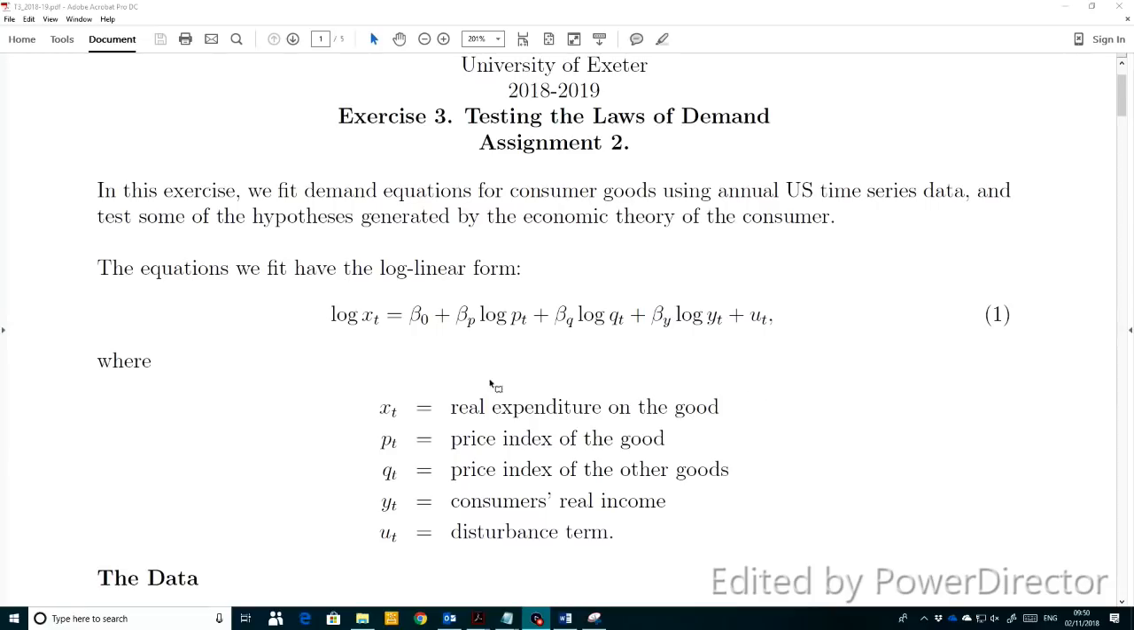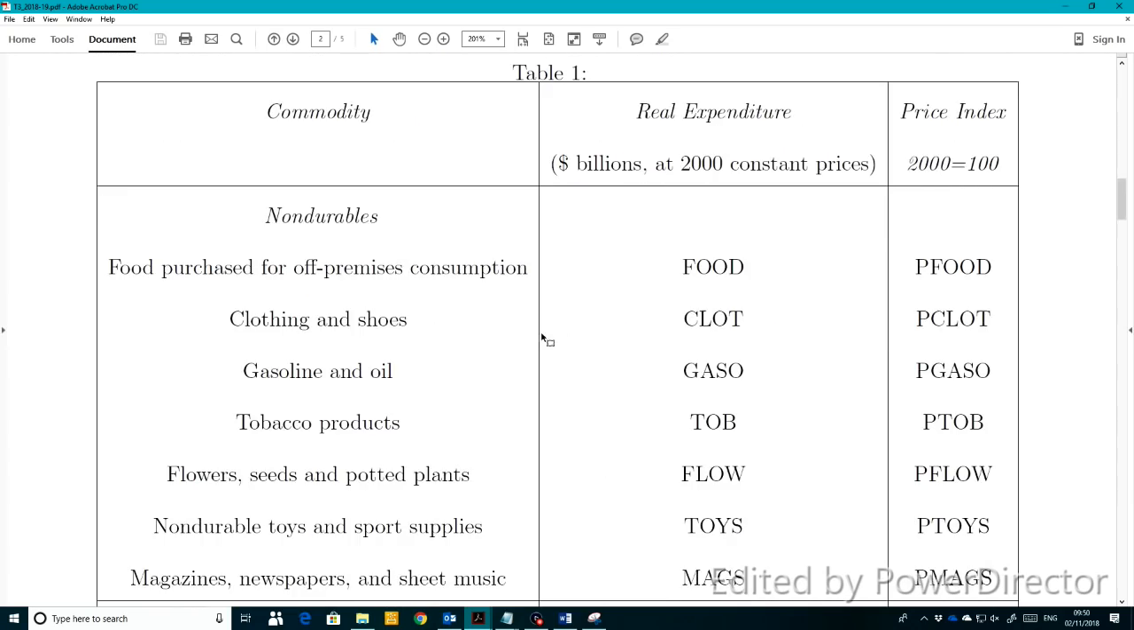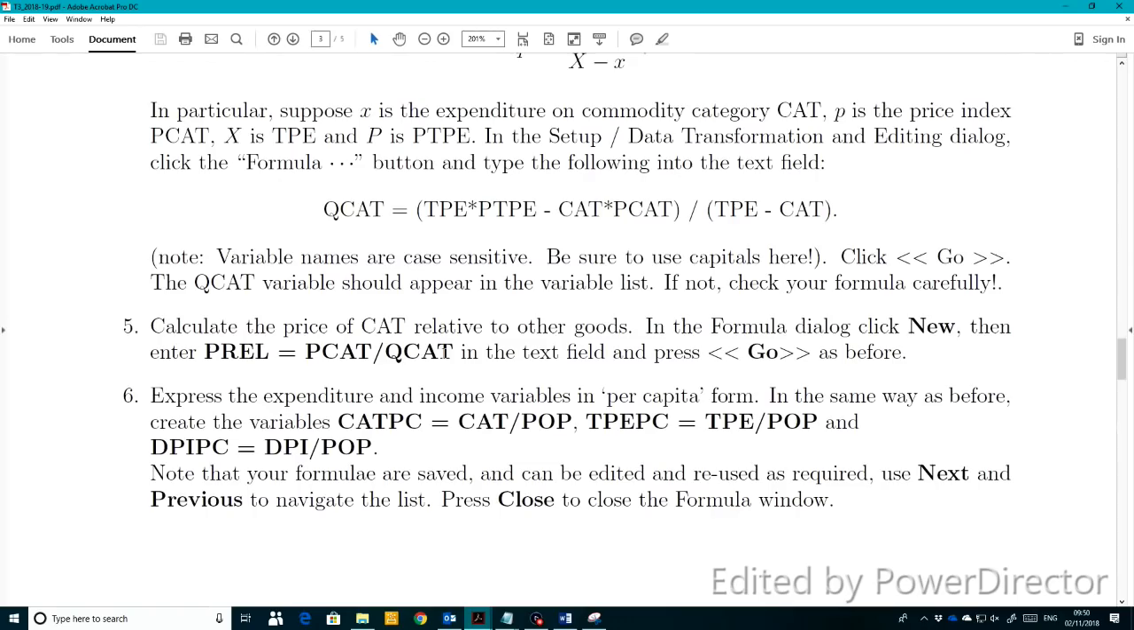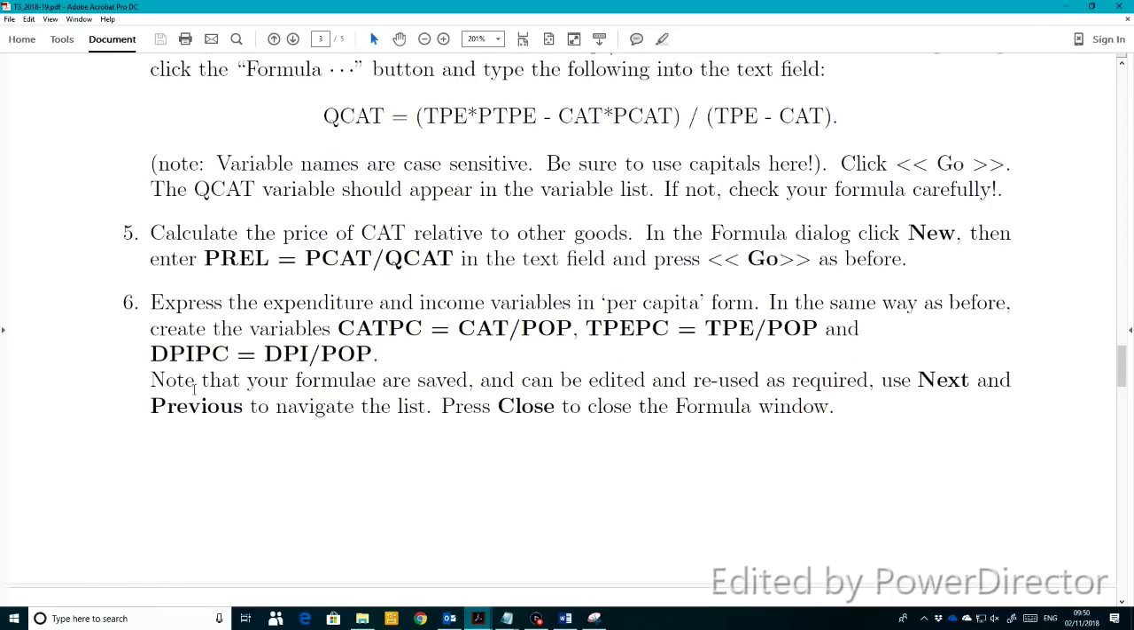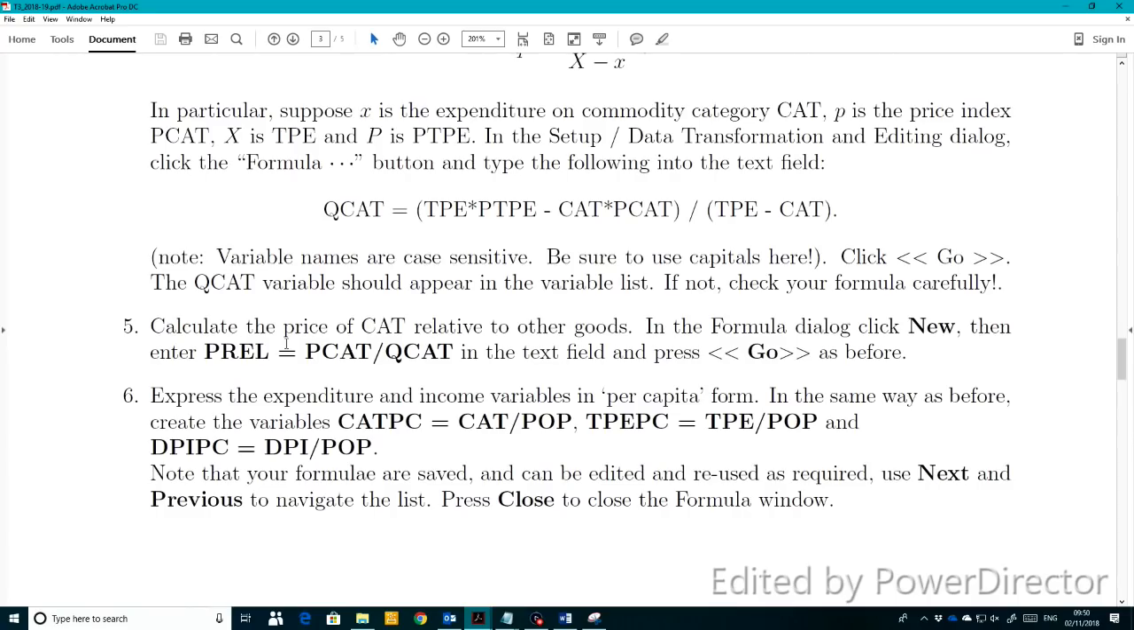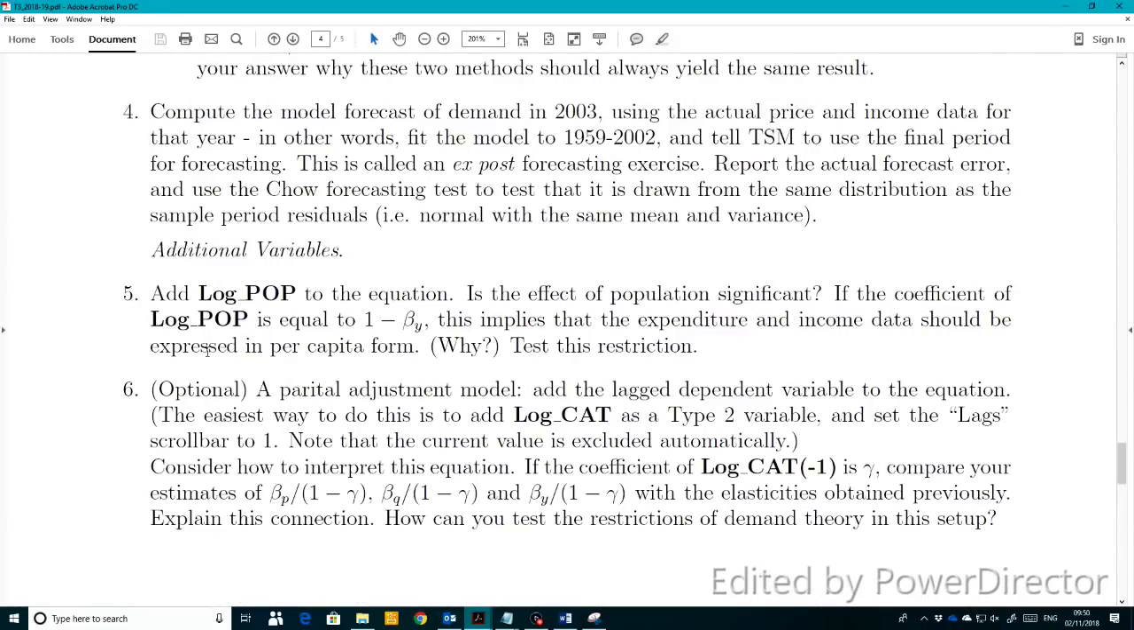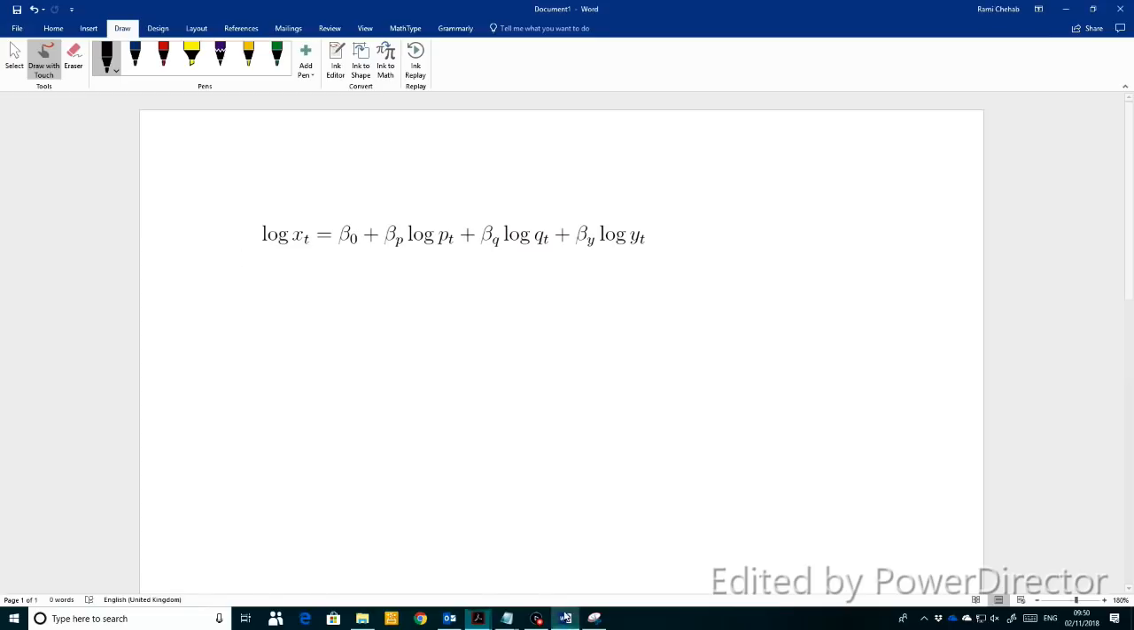As you know, we're going back to this basic demand equation for consumer goods, and we stopped last time on question number 5, which is to add the log population, the natural logarithm of the population, to the equation. So what we need to do is add the natural logarithm. Here I'm going to be adding the natural logarithm.